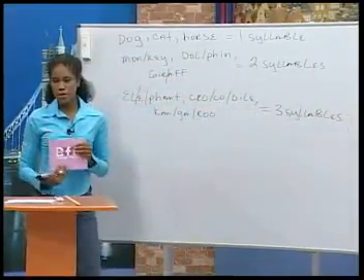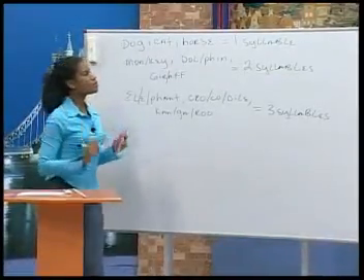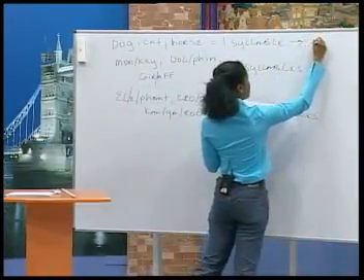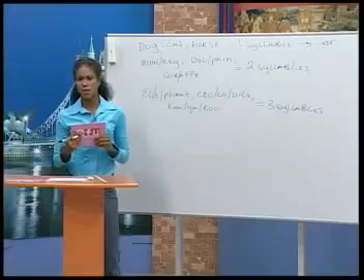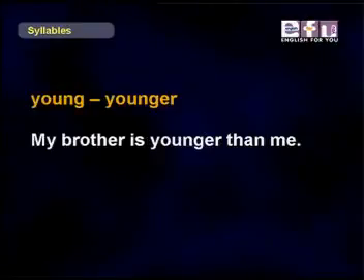Syllables are very important when we talk about comparatives. In one syllable words, we add ER. Let's look at some examples now of one syllable words. So the adjective old becomes older in the comparative form. Example, my mother isn't older than my father. Young becomes younger. My brother is younger than me.